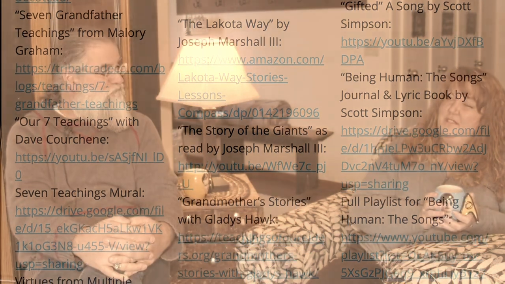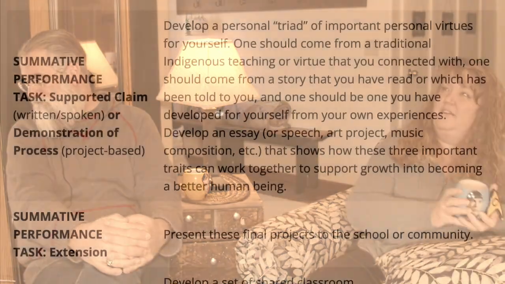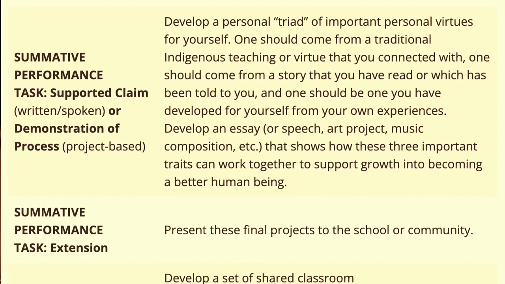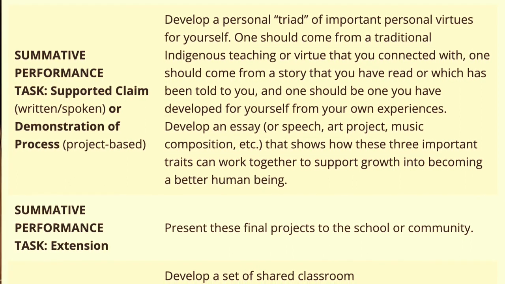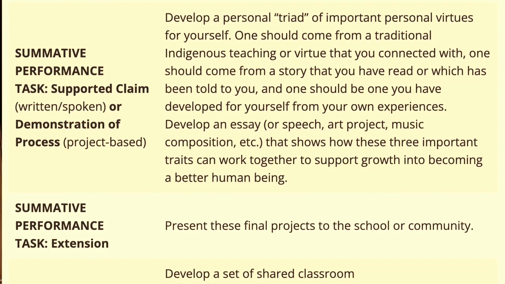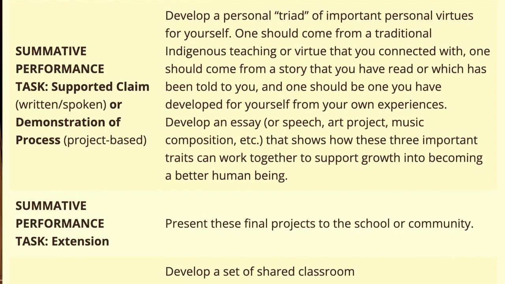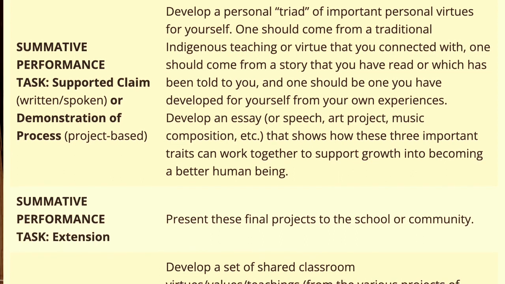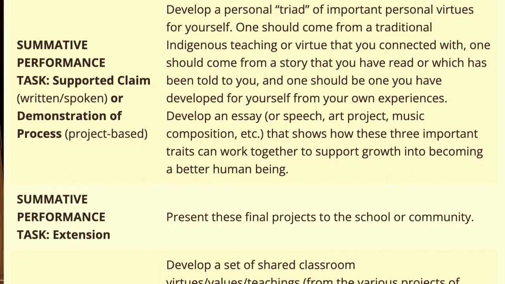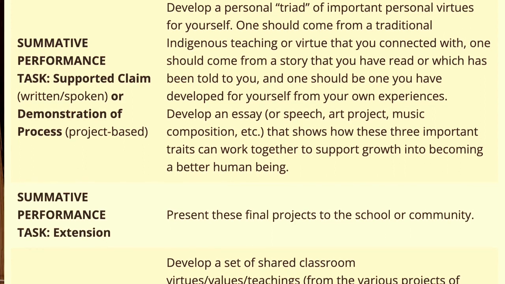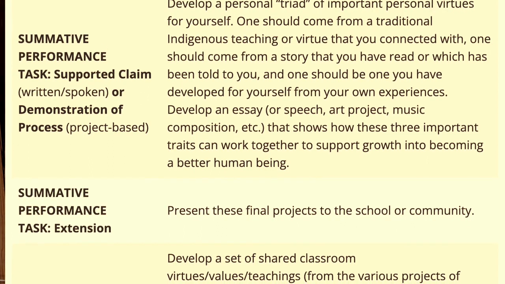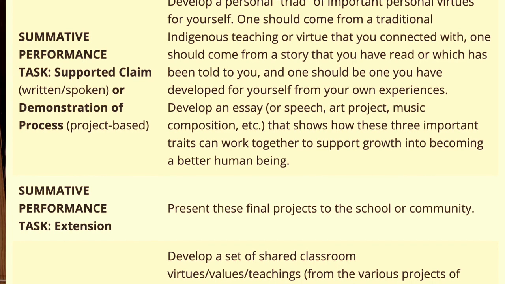Then as we look at what the summative performance task is going to be, there are a couple of things listed here. There's a project-based one where we develop a personal triad of important personal virtues for yourself. One should come from a traditional indigenous teaching or virtue that you connected with. One should come from a story that you've read or which has been told to you. And one should be one that you developed for yourself from your own experiences. Develop an essay, speech, art project, music composition, or something else that shows how these important traits can work together to support growth into becoming a better human being.